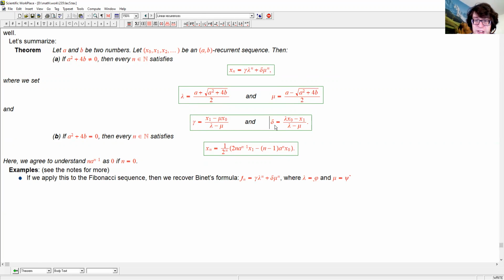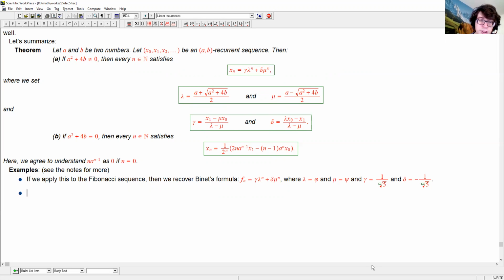And for gamma and delta, this one is really a somewhat painful computation, but you can get through it. Gamma is 1 over square root of 5, and delta is minus 1 over square root of 5. If we apply this to the Lucas sequence, then we get Ln is phi to the n plus psi to the n, which explains what's the point of the Lucas sequences. It has a nicer Binet formula than Fibonacci. Here is a third example. As I said, there is more in the notes.